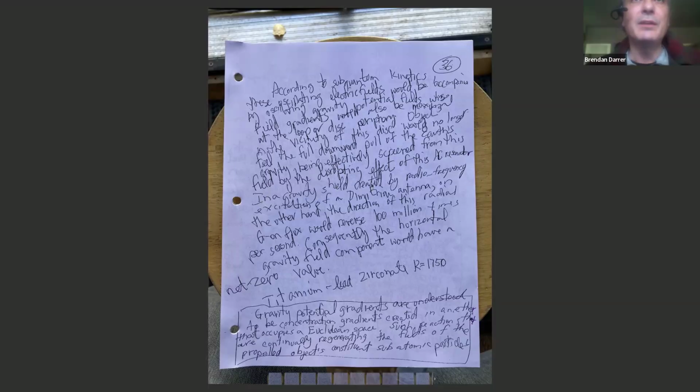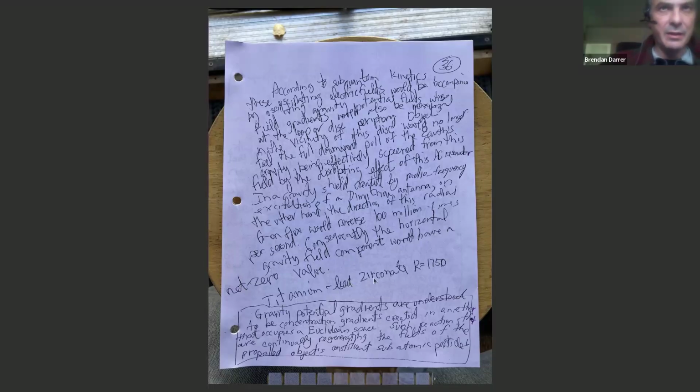In a gravity shield created by radio frequency excitation of the Demetrian antenna, on the other hand, the direction of this radial geon flux would reverse 100 million times per second. Consequently, the horizontal gravity field component would have a net zero value.